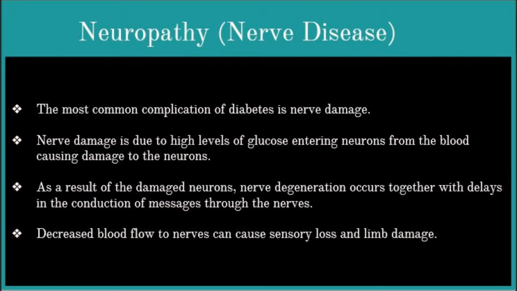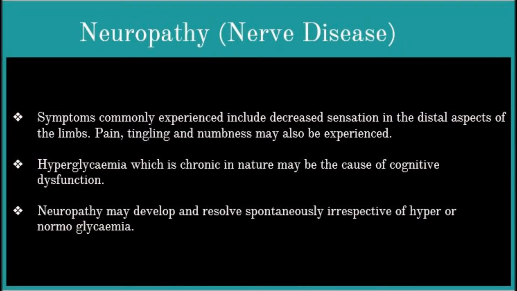The most common complication of diabetes is nerve damage. Nerve damage is due to high levels of glucose entering neurons from the blood, causing damage to the neurons. As a result of the damaged neurons, nerve degeneration occurs together with delays in the conduction of messages through the nerves. Decreased blood flow to the nerves can cause sensory loss and limb damage.